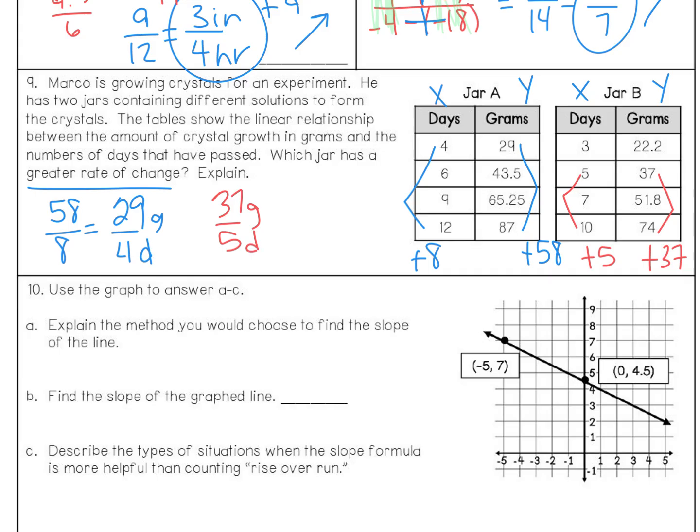Now, they want us to compare them. Those do not have the same denominator, so it's a little bit tricky. So I'm going to suggest on this occasion, you put it in your calculator and you make it a decimal. So tell me about 29 over 4 and 37 over 5. 7.25 and 7.4. So grams in 1 day is what that's describing. So which one has a greater rate of change then? A or B? B, because it's a higher slope.